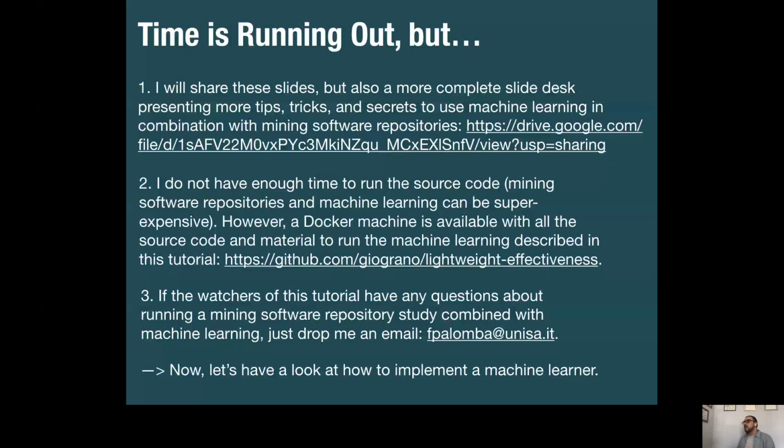blindly, let's say. That being said, I would like to thank again the watchers of this tutorial, as well as the MSR 2020 Regression Track co-chairs. I hope to have provided you with enough information on mining software repositories, machine learning, and the specific case of mutation testing. If you have any further questions, don't hesitate to contact me. Or I hope that the material provided is enough to understand the topic a little bit more.